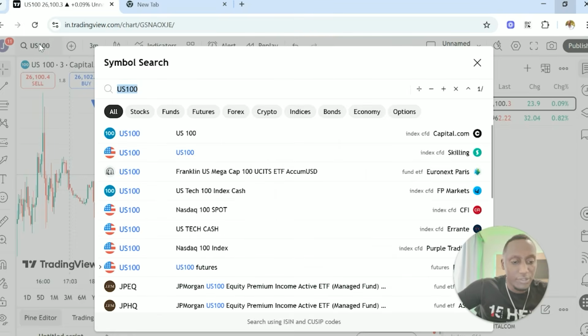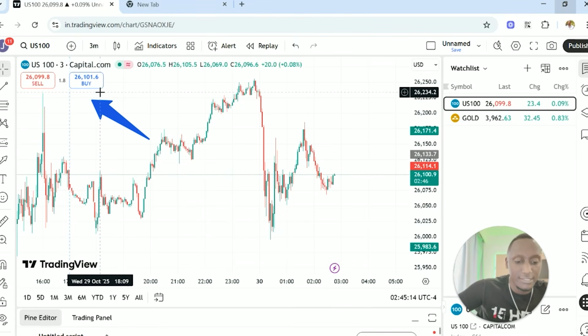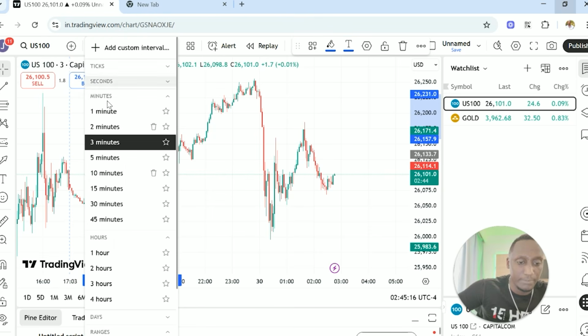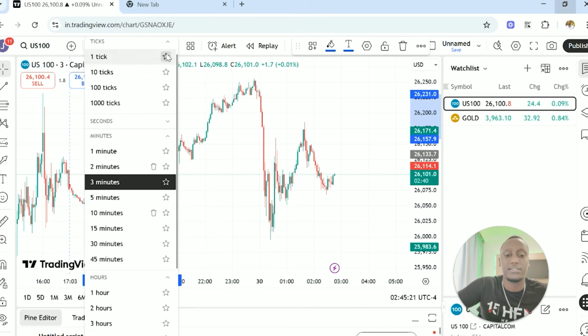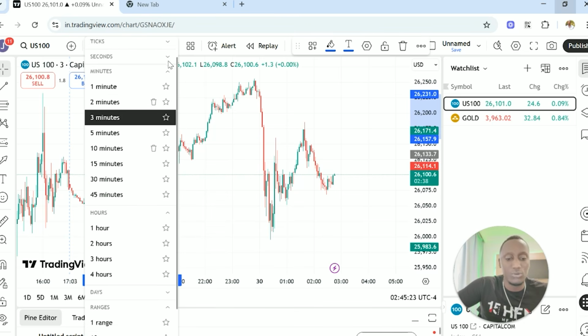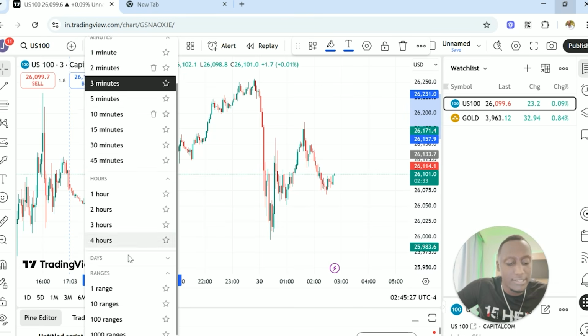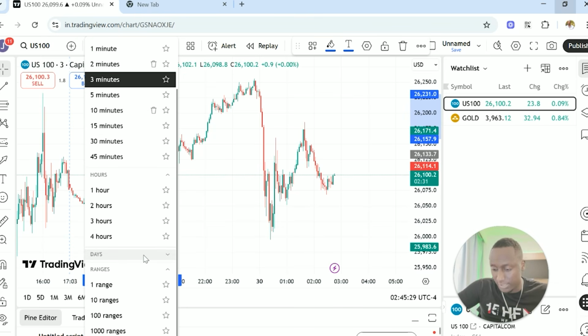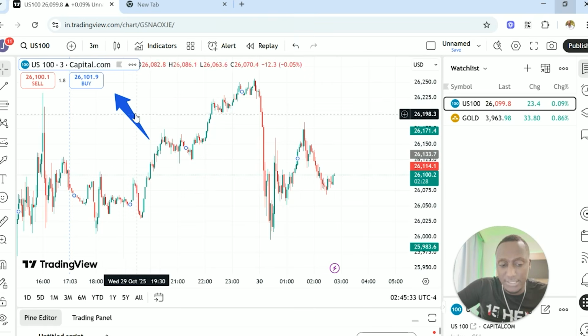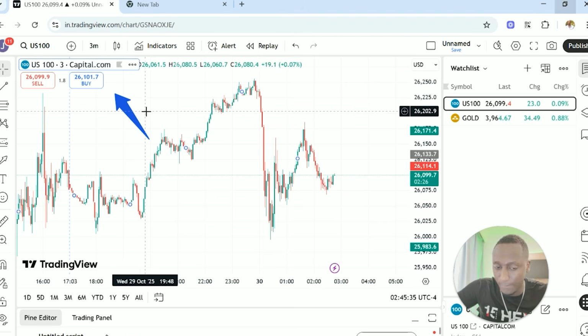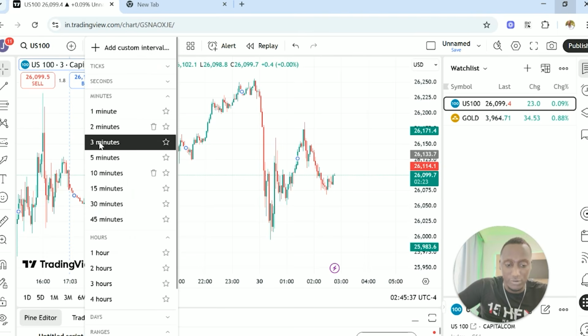Once you have your pair, then next here is what we call time frame. There are so many time frames, from 1 ticks. There is also seconds. There is also minutes, hours, days, weeks, years. A candle is just a representation of price and time. So for me, I prefer using the 3-minute time frame, and this is the only time frame that I use. So this is what we will use in this video.